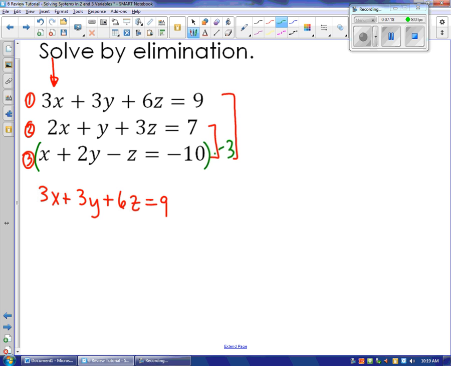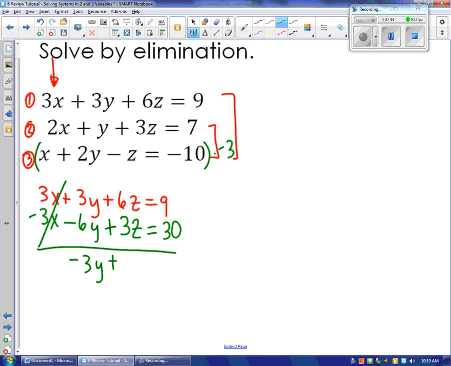When I distribute the negative 3, that means this is going to be negative 3x. This is going to become negative 6y. This is going to become a positive 3z, because remember, a negative 3 times a negative 1z is going to give me a positive 3z. And on this side, I'm going to have a positive 30. Negative 10 times negative 3 is positive 30. When I add the 2 equations together, x is gone. I'm left with a negative 3y plus 9z is equal to 39. I'm going to label this equation 4.